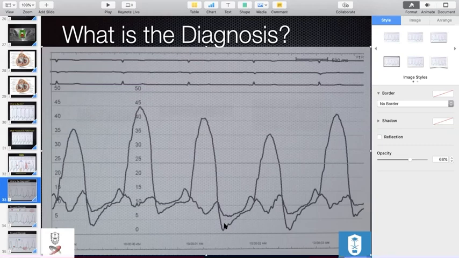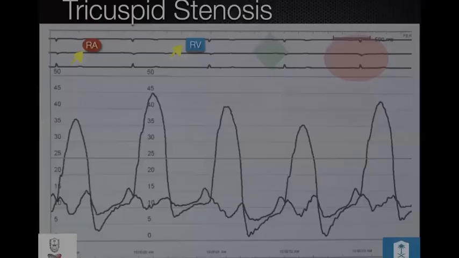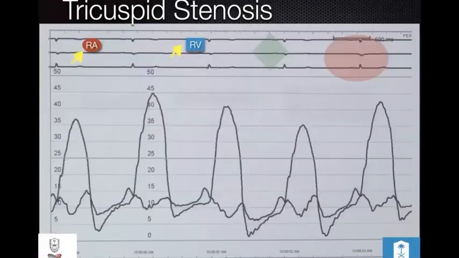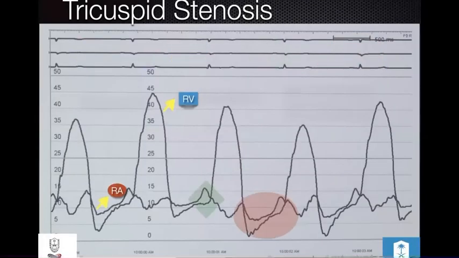In addition, you see the A wave here is bigger or equal to the V wave. So you have a giant A wave, which is persistent here. So that all goes with tricuspid stenosis. You have a giant A wave and you have the diastolic gradient between the RA and the RV.